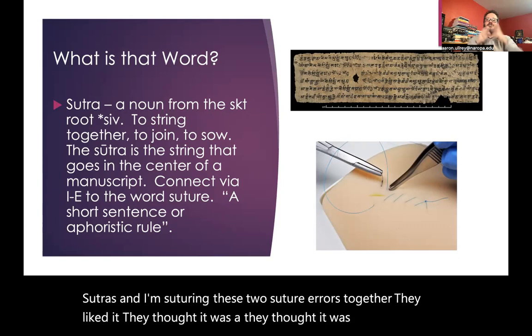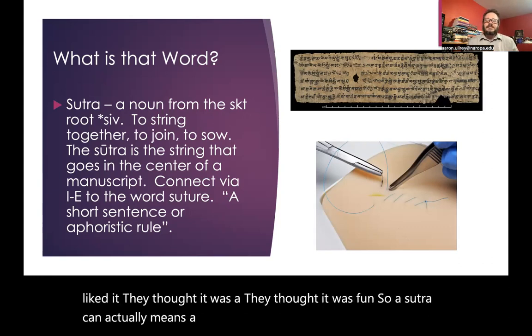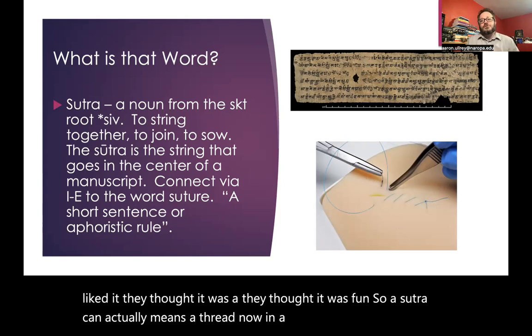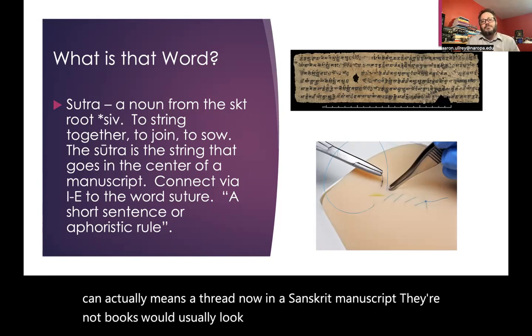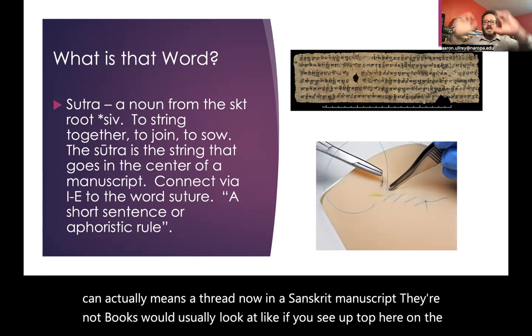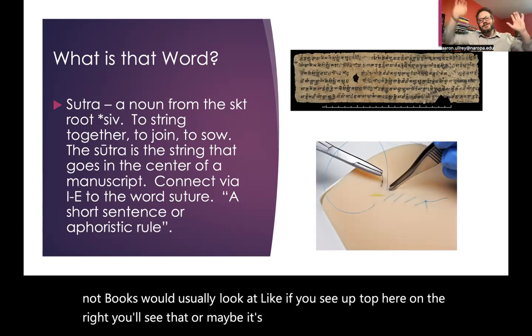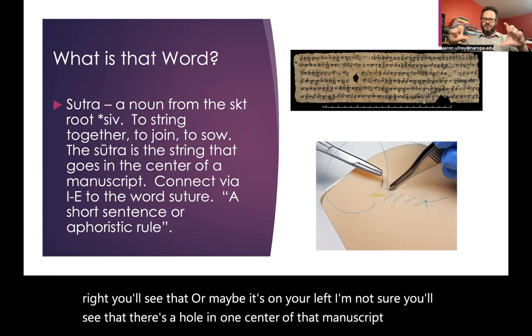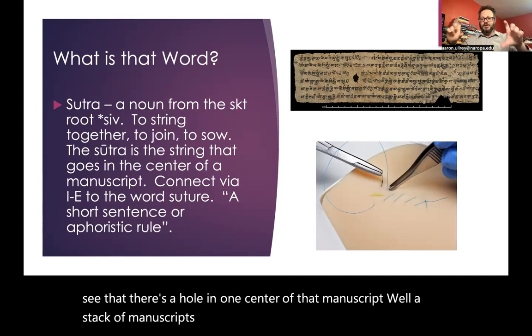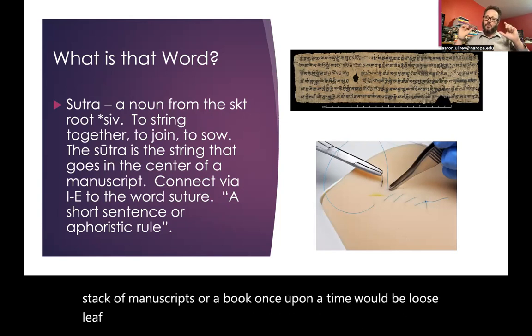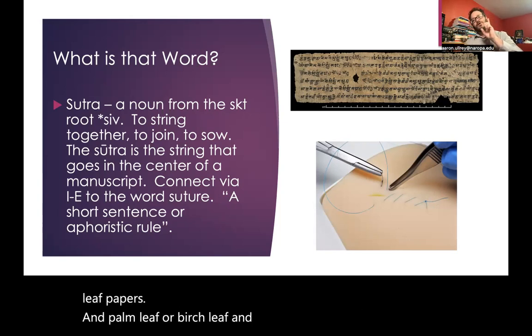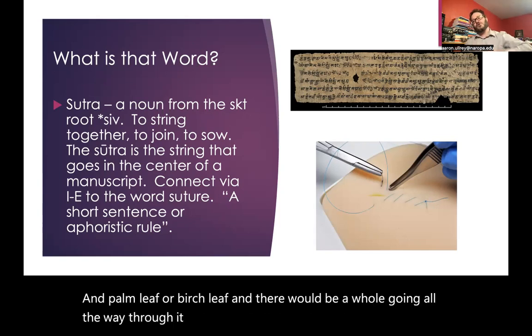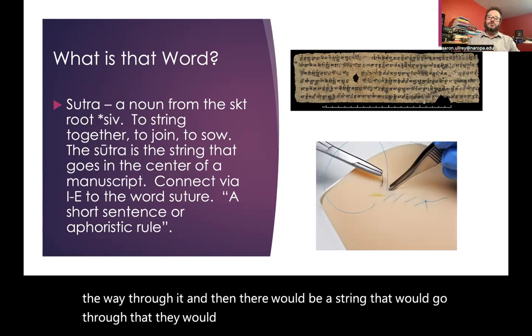So a sutra can actually mean a thread. Now, in a Sanskrit manuscript, they're not like books we usually look at. If you see up top here on the right, or maybe it's on your left, I'm not sure, you'll see that there's a hole in the center of that manuscript. A stack of manuscripts, or a book once upon a time, would be loose leaf papers on palm leaf or birch leaf, and there would be a hole going all the way through it, and then there would be a string that would go through that, and they would call that a sutra.